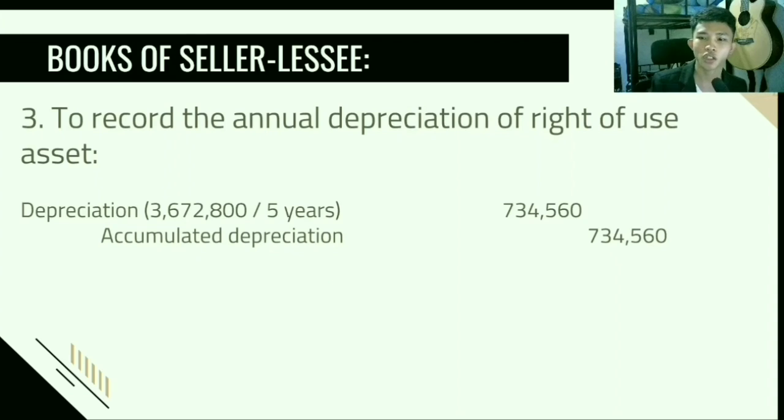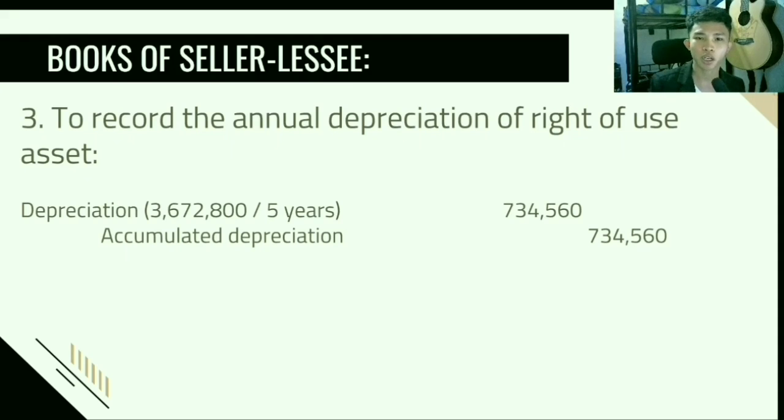So, third transaction natin is yung depreciation natin ng right of use asset. So, since meron na tayong cost of right of use asset, which is 3,672,800 pesos, we will divide it by 5 years, which is yung lease term natin. We will have 734,560 pesos annual depreciation.